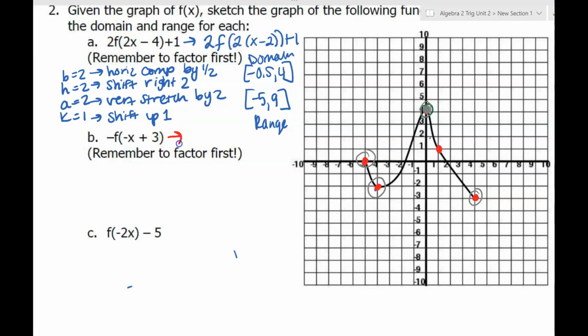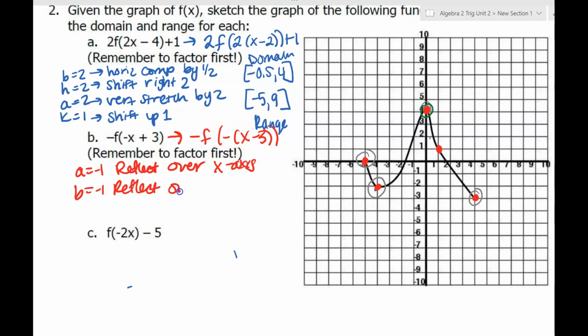So this changes to factor out that negative. It's an x minus 3. So we have a negative outside the parentheses. So the a value is negative, which is a reflection over the x-axis. We also have a B value that's negative, which is a reflection over the y-axis. And then we have an H value of 3, which is a shift right 3.